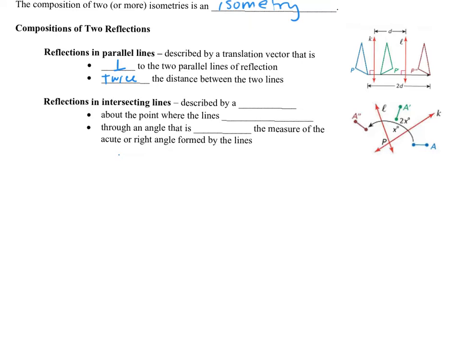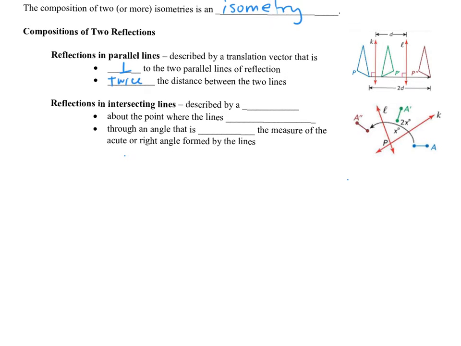This time, the two lines of reflection are going to be intersecting. They're going to intersect at this point P. So if we take this line segment, reflect it in the line K and end up with this green line segment, and then reflect that segment in line L, that would be the same thing as taking our line segment and rotating it. So two reflections in two intersecting lines can be described by a single rotation.